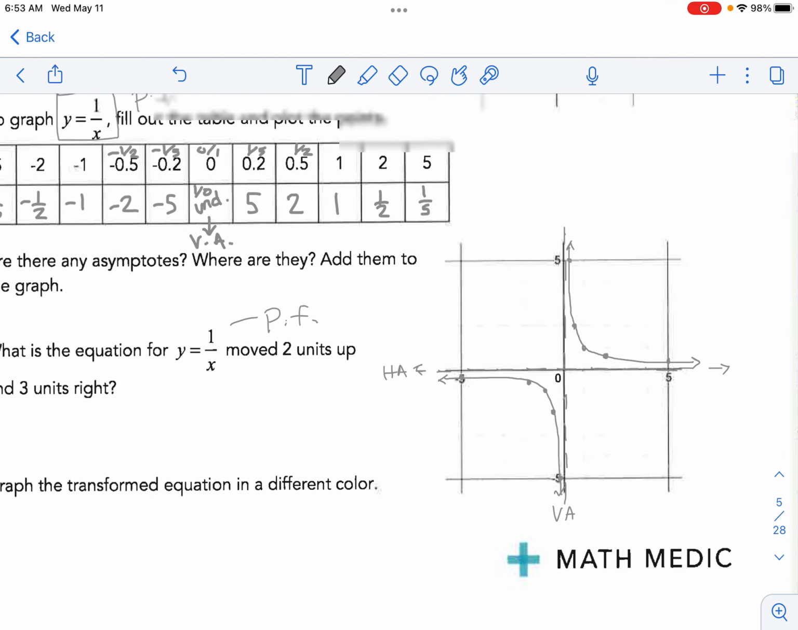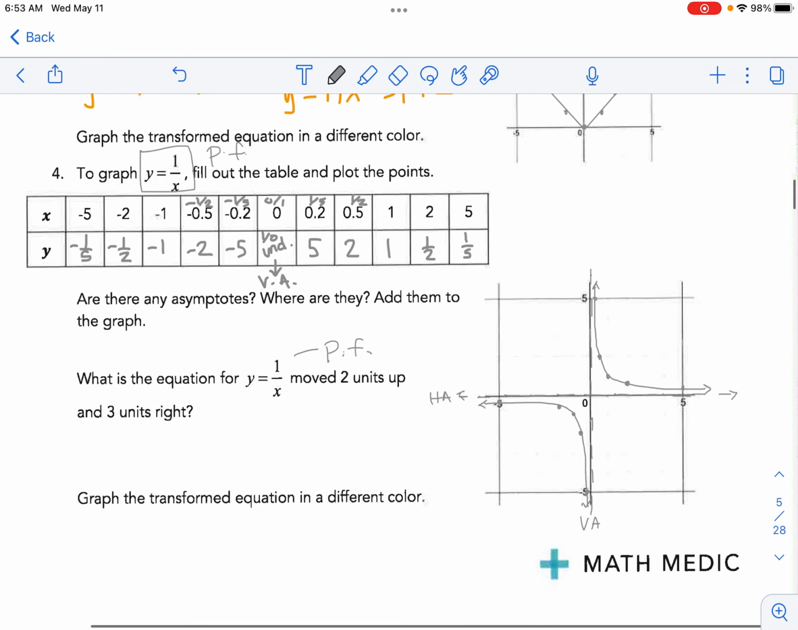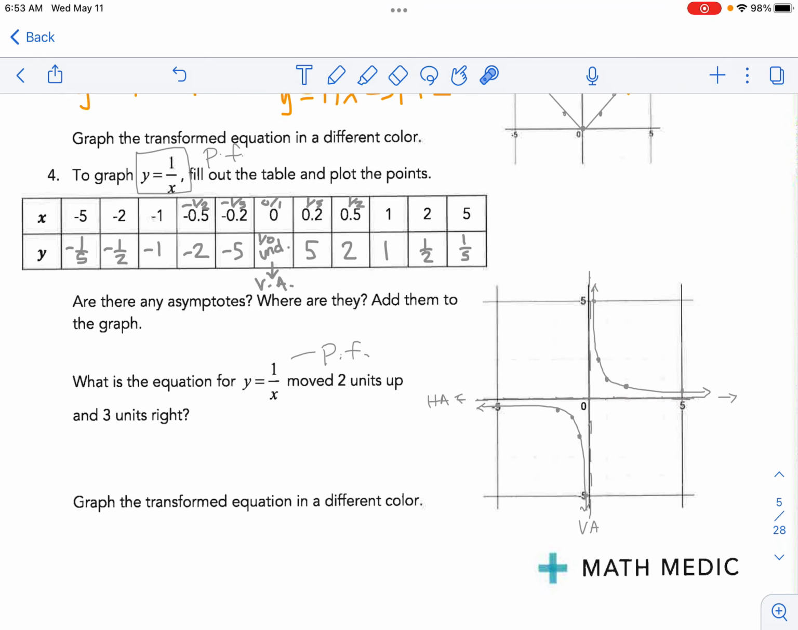So basically, they look the same. It's just that one is in the first quadrant, one is in the third quadrant. It looks like we've taken this and rotated it 180 degrees. We have what we call rotational symmetry. Okay, so are there any asymptotes? Yes, there are. The asymptotes are x equals 0 and y equals 0 for the parent function.